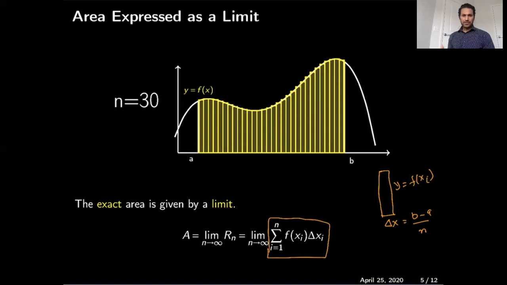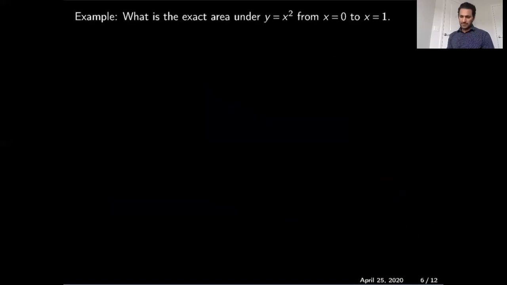So you can use the left endpoint, right endpoint, or the midpoint, and when you divide into an infinite number of pieces and take n going to infinity, the area will be close to the exact area. Let's practice with this example.